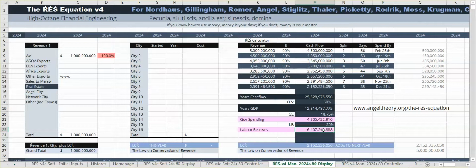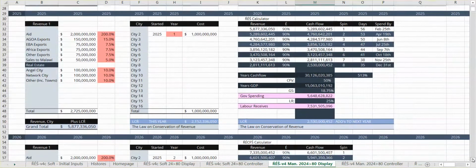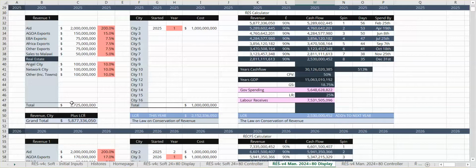How we arrive at these figures goes straight to the core of the RES equation. Revenue times efficiency times spin, as is told in significant detail in the chapter, the RES equation. To summarise, let's move to 2025 and start with the grand total of all revenue seen at C51. So let's move down that year. And the grand total of all revenue, that is here, here, here, equals here. This is the grand total of the revenue, and this revenue is then brought to the beginning of the RES calculator.